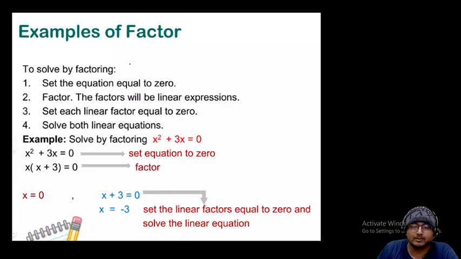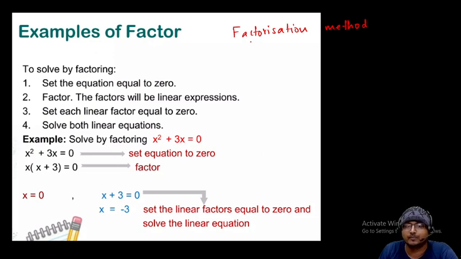So let us see some examples in the factorization method. This is the factorization method for finding the solutions of the quadratic equation. What is the example given? Solve by factoring x square plus 3x equal to 0. So what is the problem he has given? x square plus 3x is equal to 0.